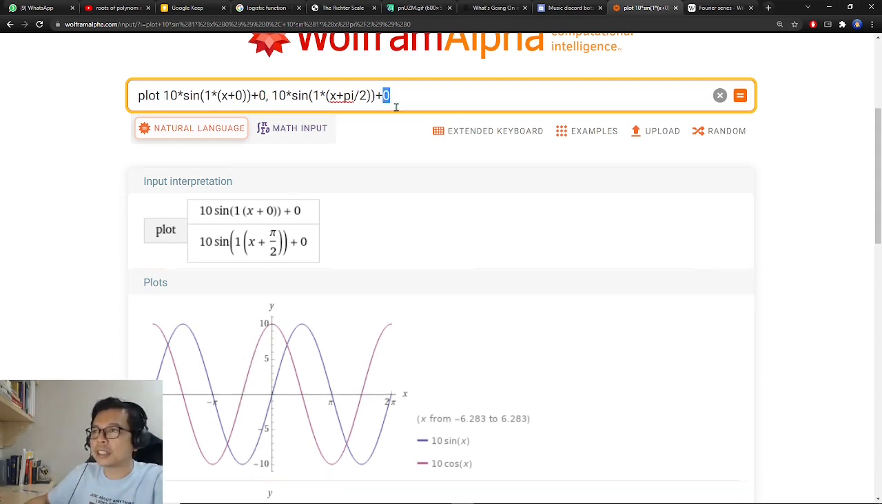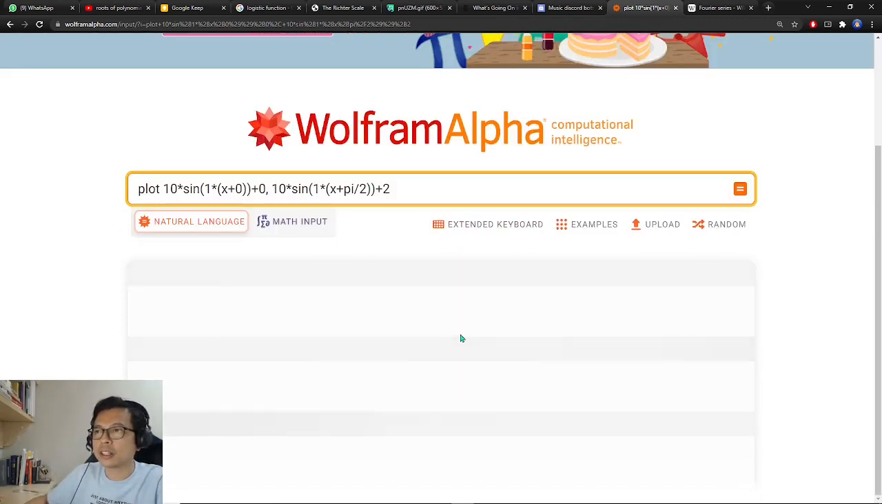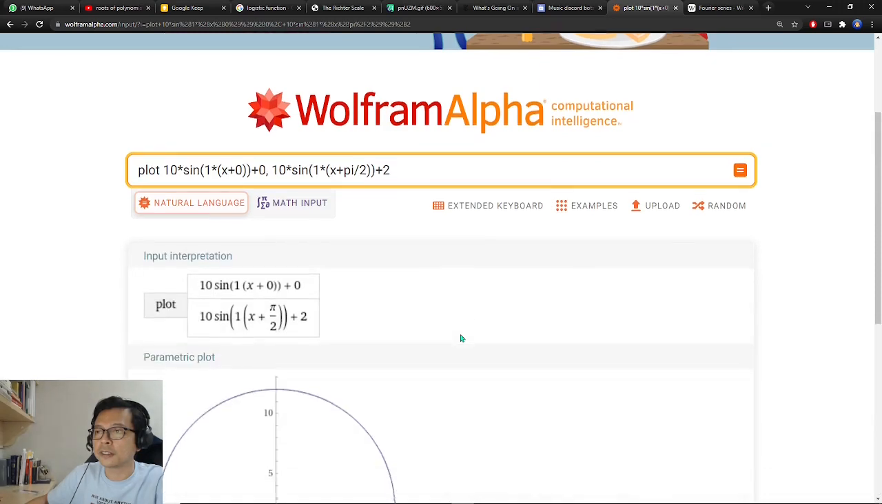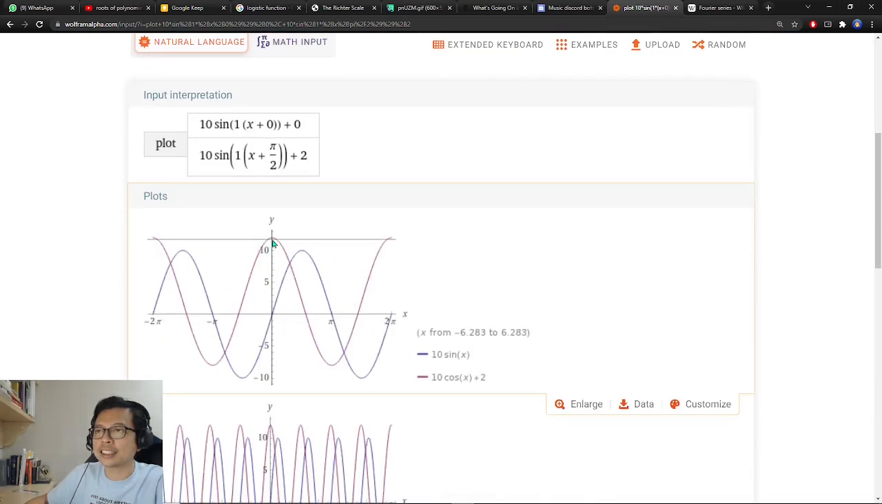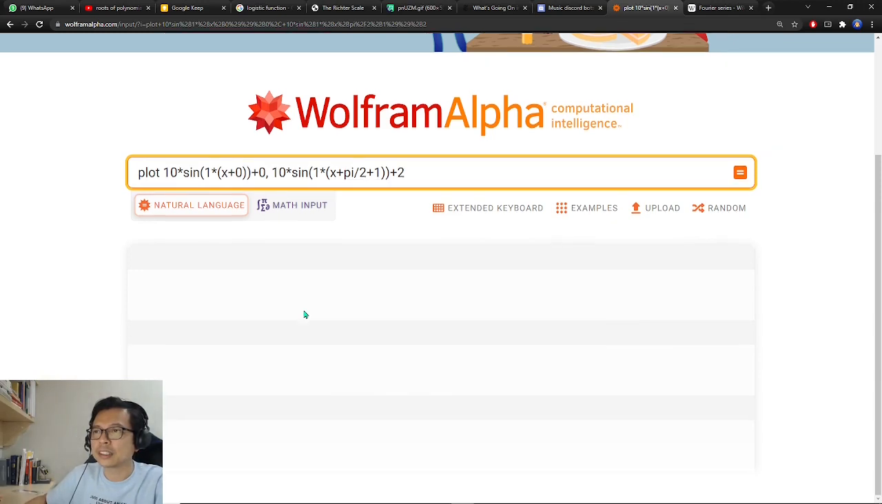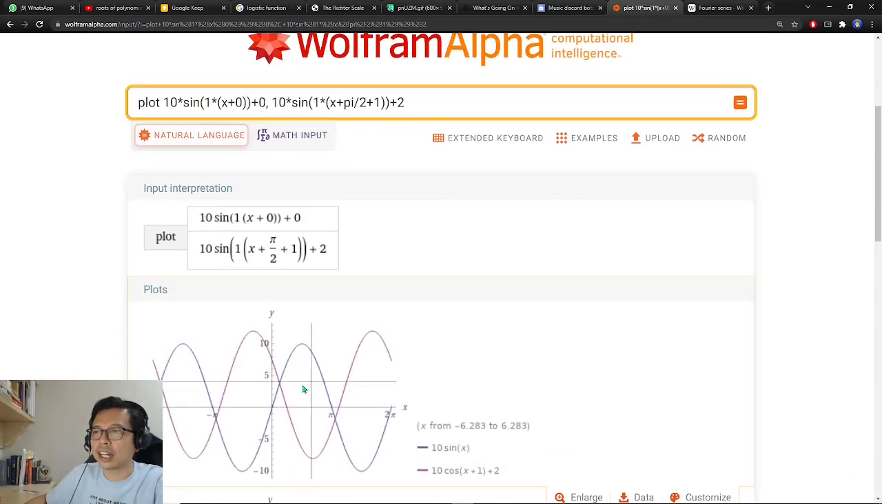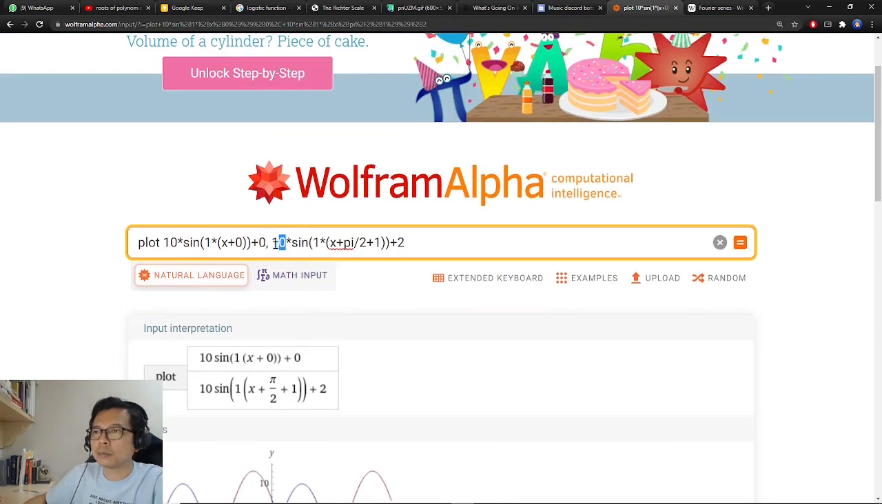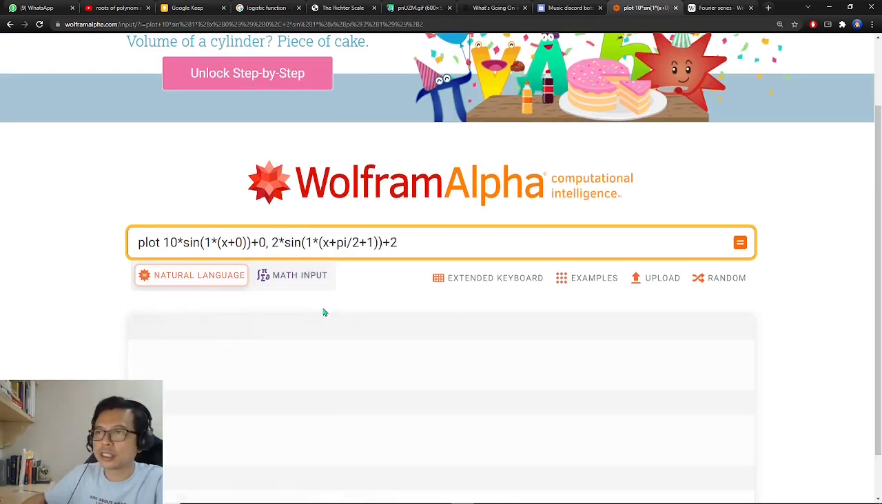If I add a vertical shift, for example a vertical shift of 2, let's see what happens to the maroon one. See, the red one shifted up. Let me shift it by whatever amount, let's say 1. It's shifted up, and a bit to the left because I added pi over 2 plus 1. Now I want to make the amplitude smaller. I say 2. Let's see what happens.